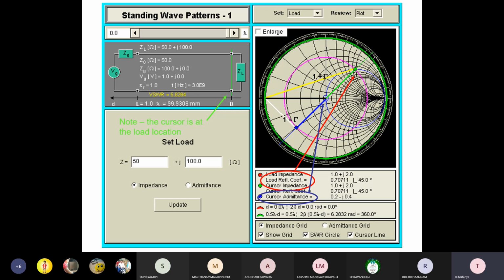So load impedance, see, normally say a load is 50 plus j100. The normalized value can be converted into load impedance 1 plus j2, and the load reflection coefficient is 0.707. So that can be pointed out through the Smith chart. Through the tool we are calculating the values without doing any manual simplification.